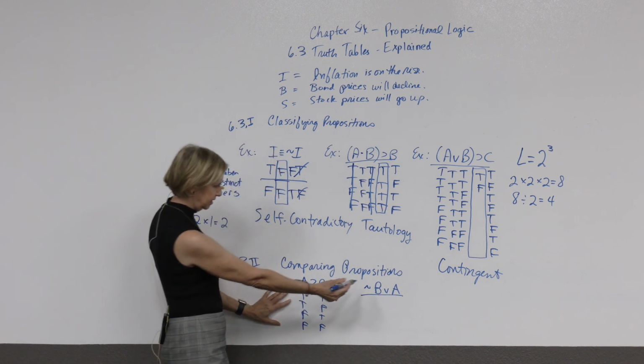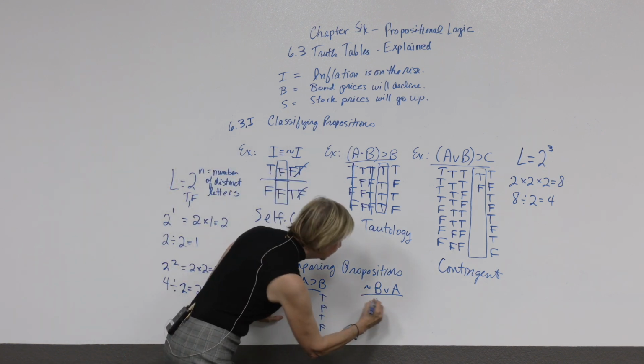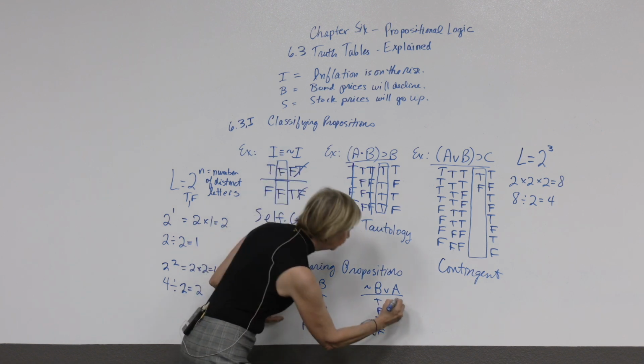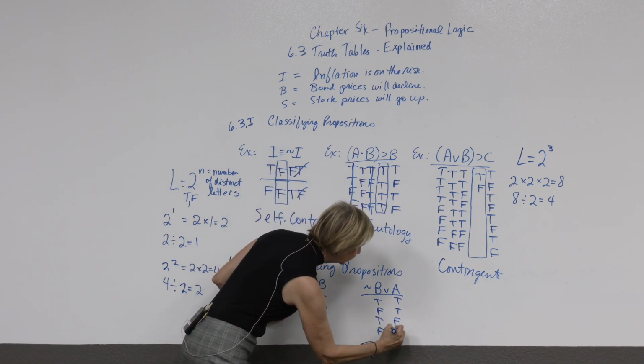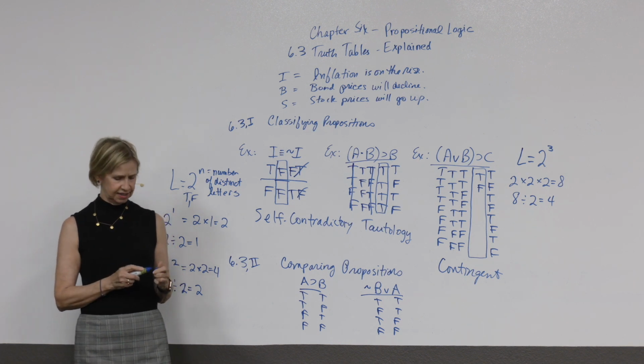So the assignment in this table, the assignment to B was alternating true, false, true, false. So in order to compare them, you have to put true, false under the B, and then true, true, false, false under the A. That's the only thing you need to remember about comparing propositions.